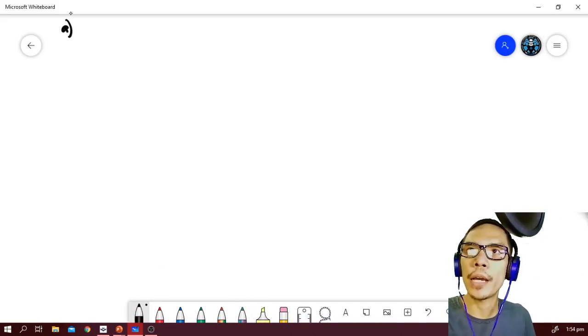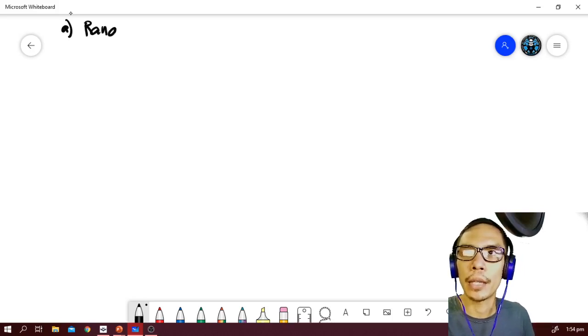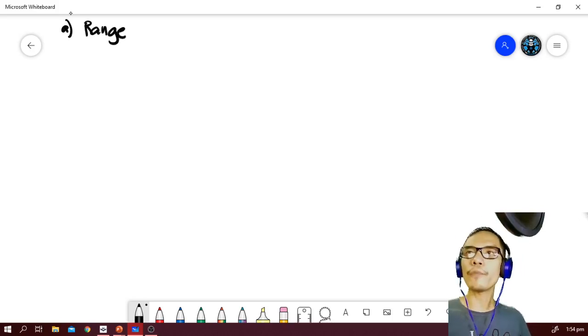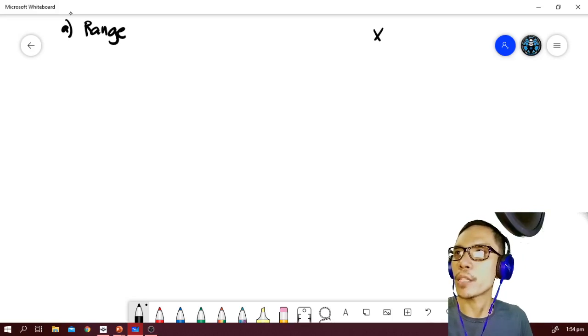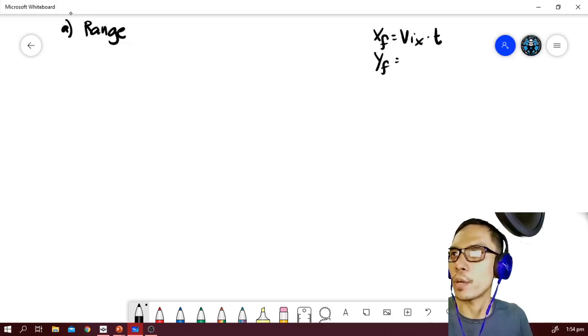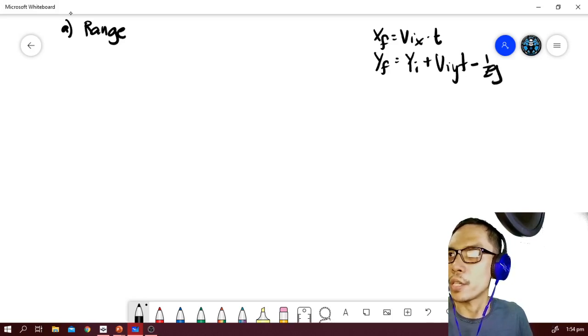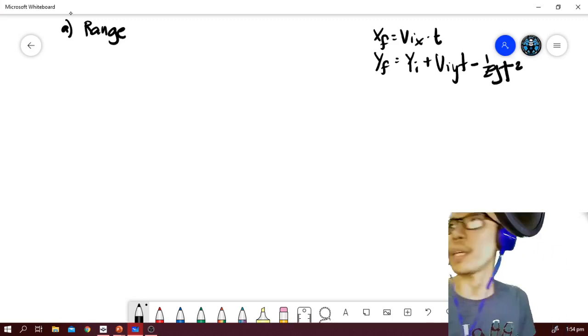So this is for the range. Now, in computing for the range, we will use the following formula. We have x sub f is equal to v sub i x times time. And we have the next formula, which is y sub f is equal to y sub i plus v sub i y times t minus 1/2 g t squared. So there you go.